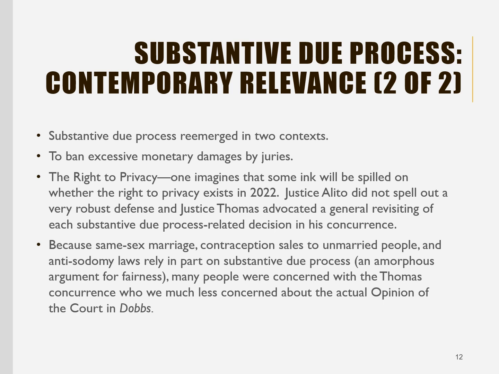Today, substantive due process is largely important for two contexts. First of all, to ban excessive monetary damages by juries. For instance, we could look at the example of somebody tripping over a skateboard and breaking her leg. If somebody trips over a skateboard and breaks her leg, well, obviously there's a lot of pain and suffering that should be accounted for. Maybe a slight punishment for the person who leaves the skateboard out negligently.